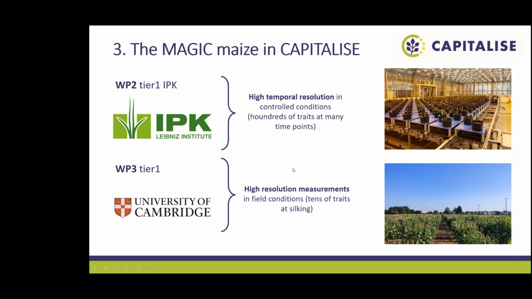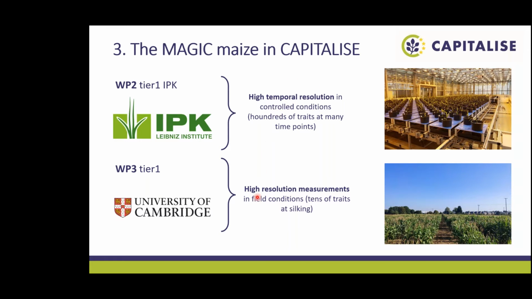So now, going back to CAPITALISE. At the moment, we are analyzing, following the process I showed you before, data coming from work package 2. So the collection is being characterized at IPK in this amazing high throughput phenotyping platform, producing hundreds of phenotypes at many time points. We are talking about more than 500 phenotypes at 25 daily time points, but also weekly time points for other traits.